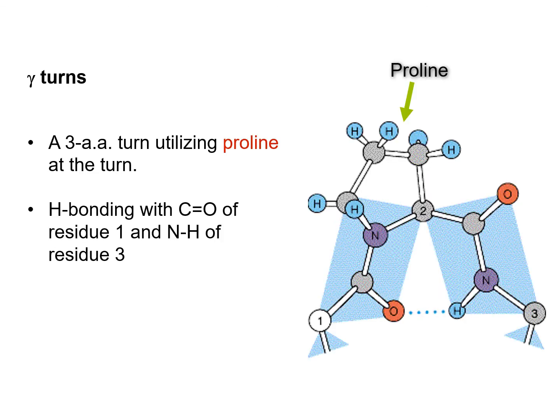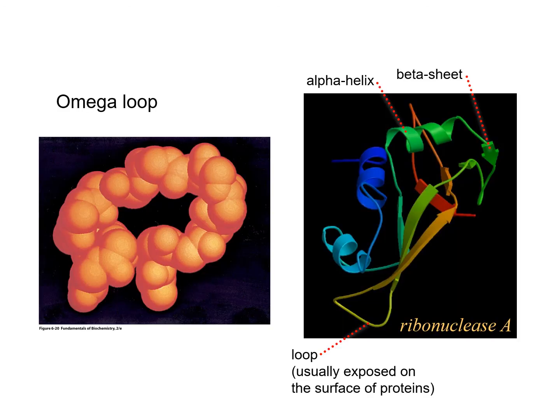And another type of turn is the gamma turn, which has 3 amino acids in its turn, utilizing proline in the middle of the turn. So proline is a pretty rigid amino acid structure, as you can recall, but it can actually provide a kink here. So only 3 amino acids can still make the turn. And there's a hydrogen bond between residue 1 and residue 3 through the CO and NH groups. And another example is the omega loop, and it literally looks like an omega here, which involves more amino acids within the loop, so it's quite more flexible and quite bulky too.